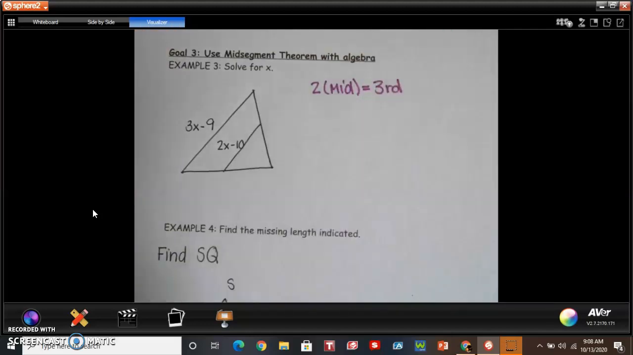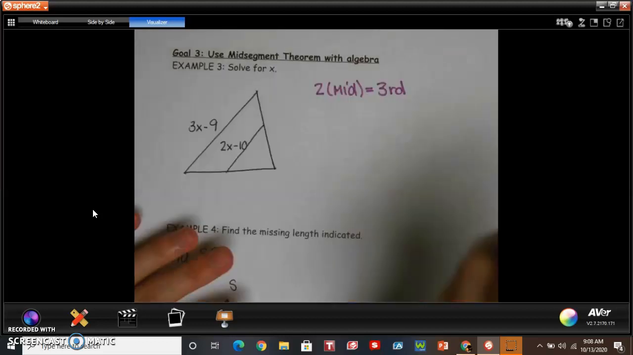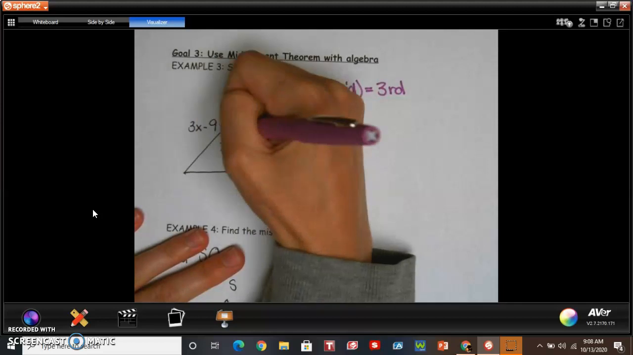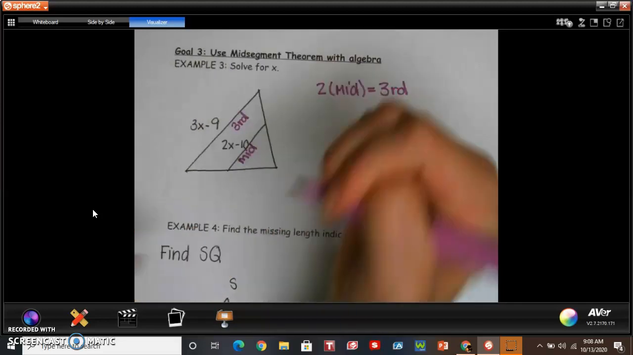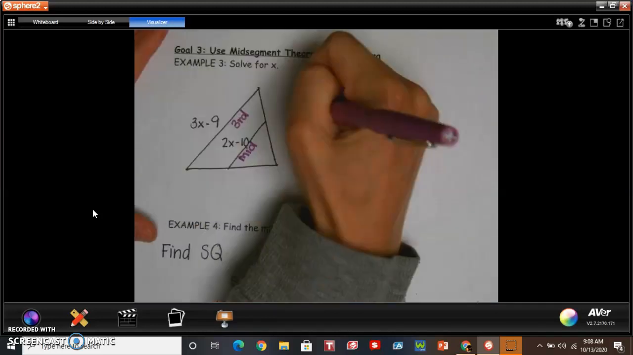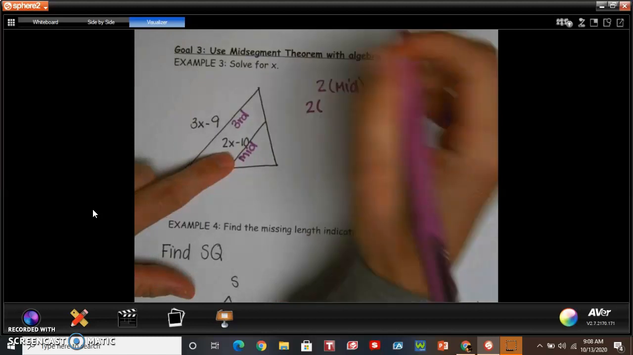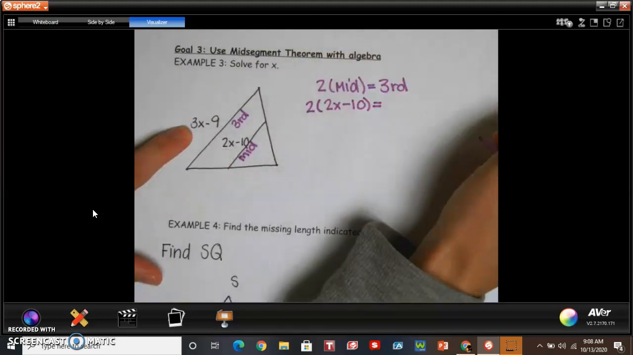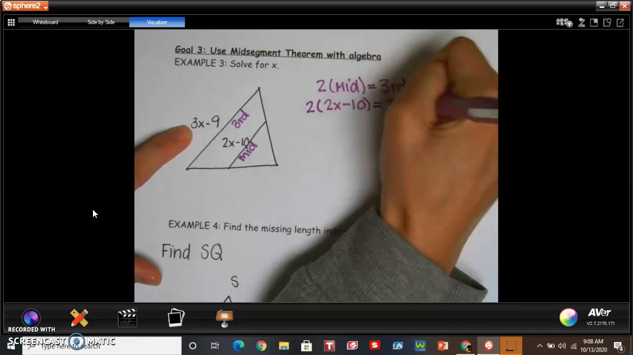And just like before, we need to identify our mid segment and our third side. Mid is always going to be inside the middle of our triangle. So here's our mid, and across from it will always be our third. Okay? Mid is in the middle, third is always across from it. So let's plug it into our formula. So 2 times our mid is 2x minus 10 equals our third. Our third is 3x minus 9.